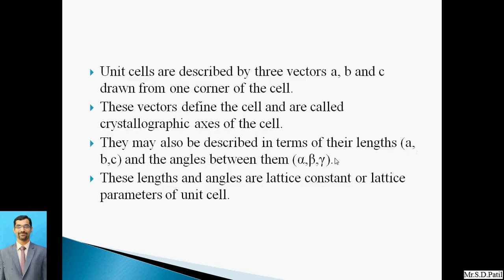Then what is the condition? Again, these vectors define the cell and are called the crystallographic axes of the cell. So these vectors should define the cell. That particular cell has to be defined by those vectors. Then they may also be described in terms of their lengths a, b, c, and the angles between them, that is alpha, beta and gamma.